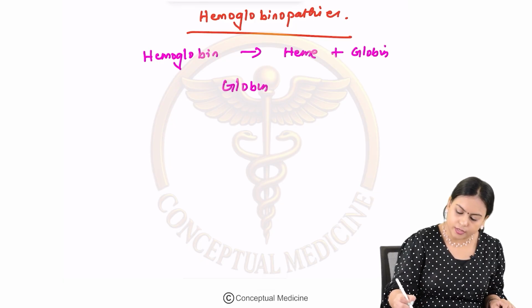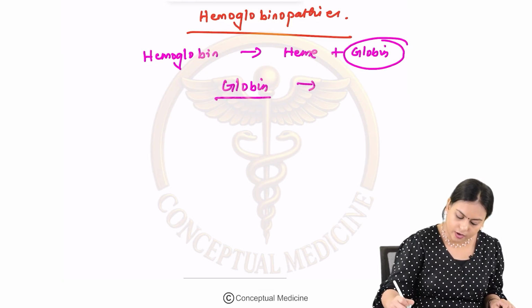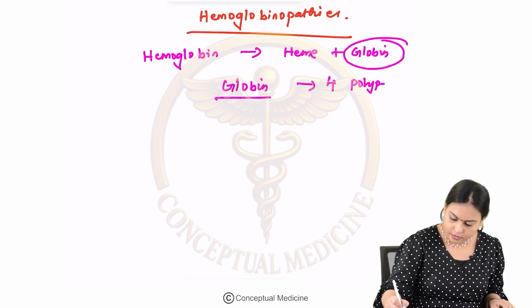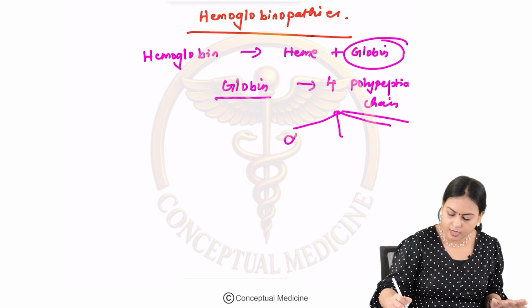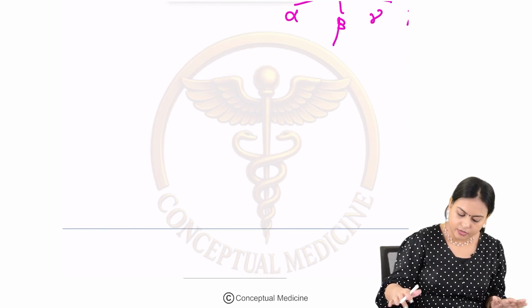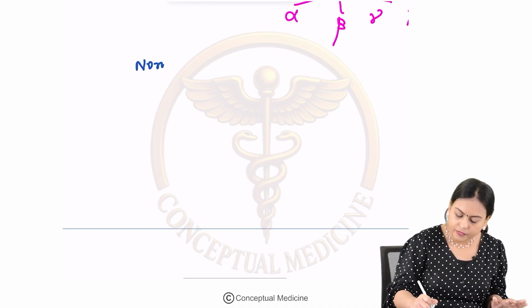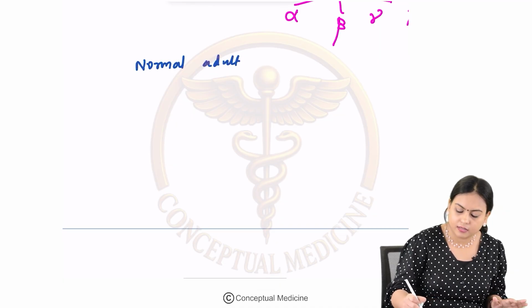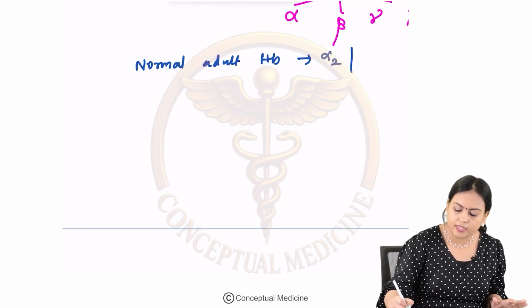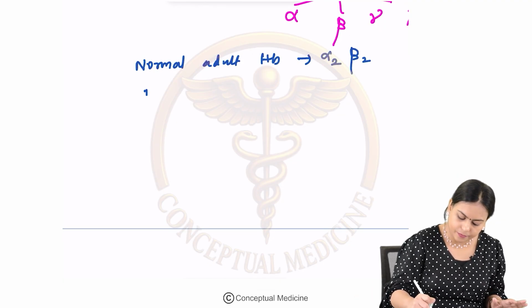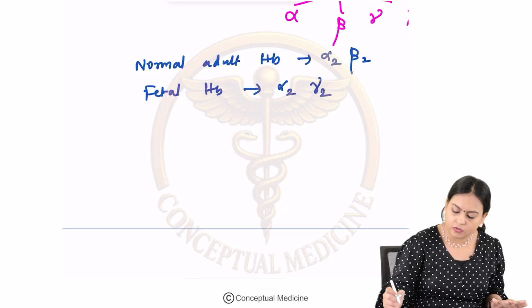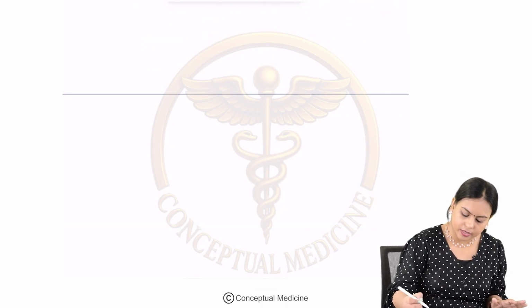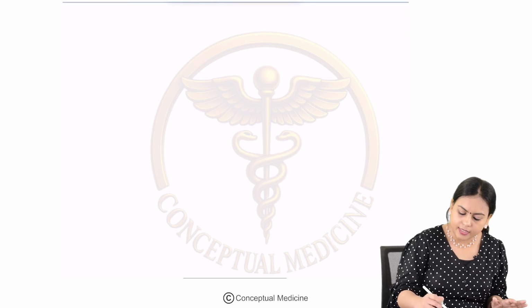Now, if you take this globin, you have 4 polypeptide chains. That is alpha chain, beta chain, gamma chain and delta chain, right. So, normal adult hemoglobin has 2 alpha chains and 2 beta chains. Similarly, fetal hemoglobin has 2 alpha chains and 2 gamma chains. Clear? Now, we will see what is sickle cell disease.